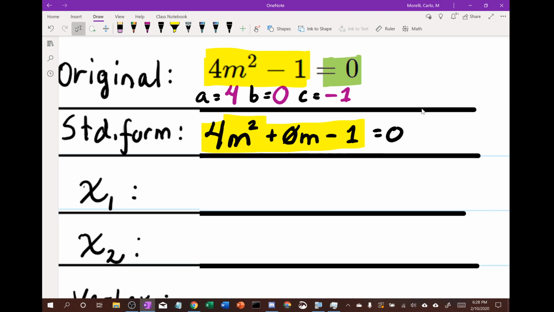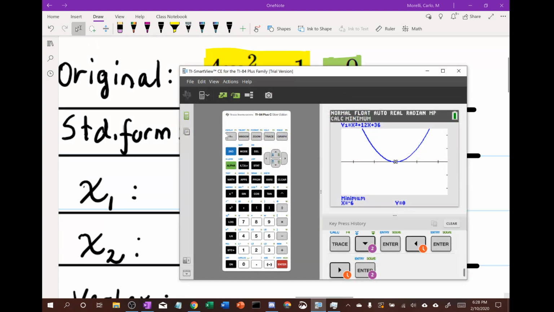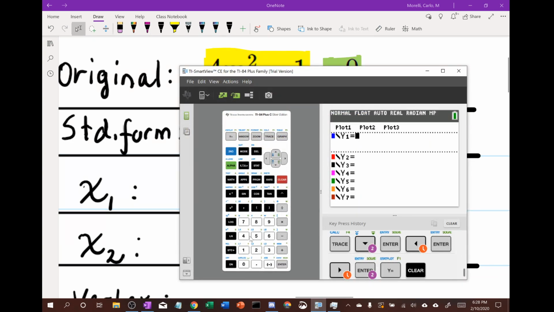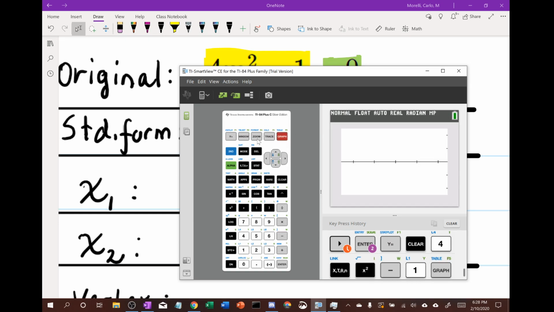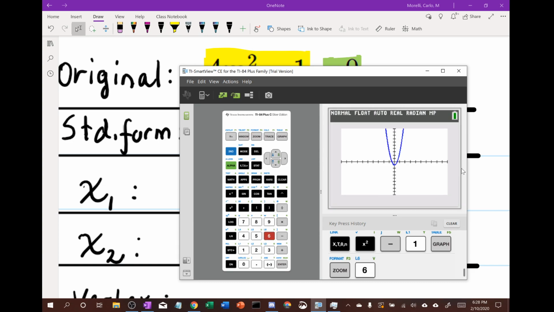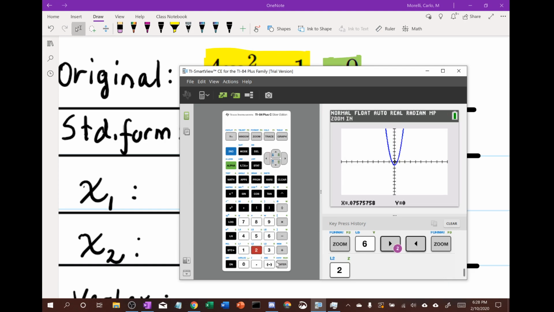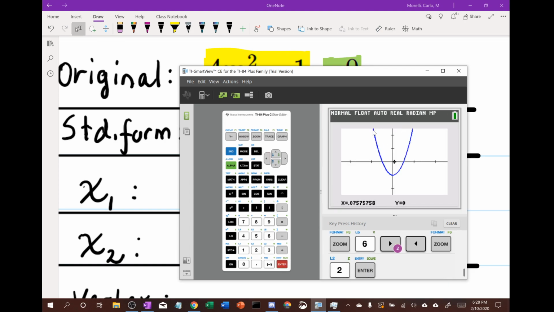Okay, cool. So now we're going to stick this in: 4x squared minus 1, into y equals. That's 4x squared minus 1. And let's take a look at that. Let me zoom 6 to get back to standard. All right, there we go. And I'll zoom in on this section here. Zoom to enter. So we can take a look at.